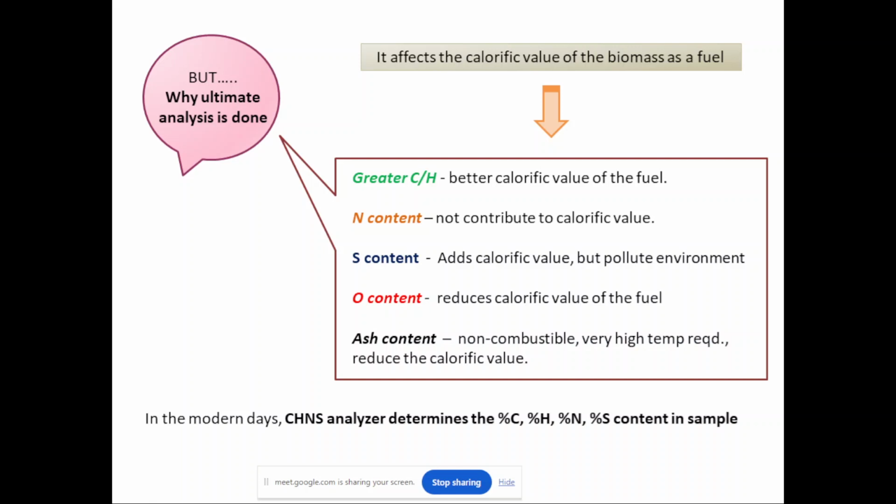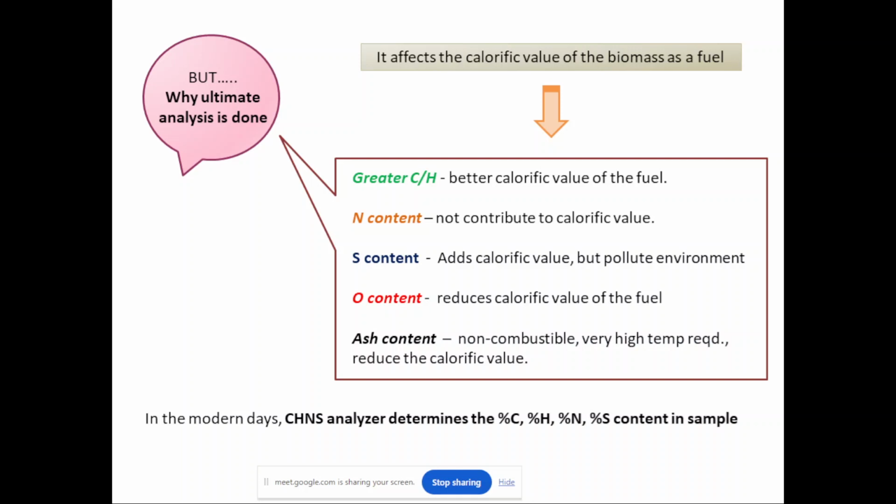Probably the inorganic substances will be combustible only beyond 1500 or 2000 degrees Celsius, whereas your biomass, its entire combustion process will get over by 800 degrees Celsius, which is much lower compared to your inorganic constituents. That's why we call ash content non-combustible, because you require a very high temperature for it to start its combustion. So this also will reduce the calorific value of your biomass as a fuel.